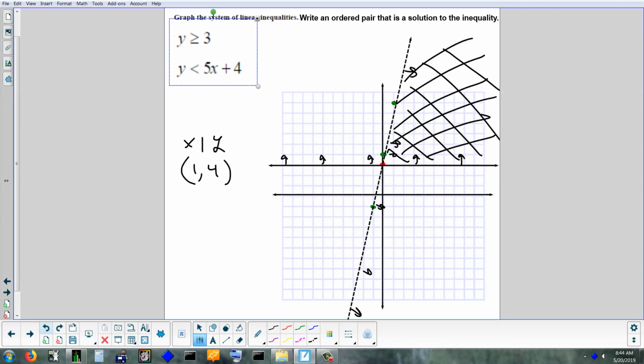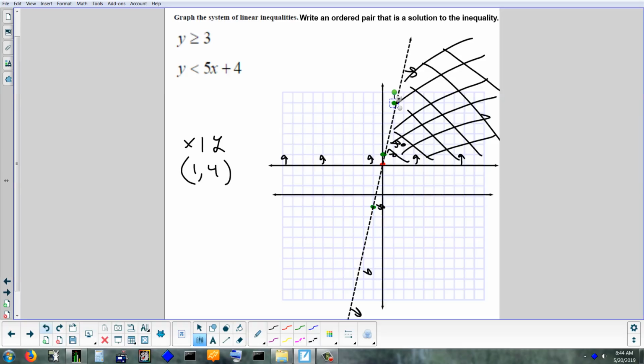Somebody give me another point besides 1, 4 that would work. 2, 5. Yep. Anywhere in the shaded area is fine. Now, how about if it's a solid line? Can you be on the line with the point or no? Yes. If it's solid, you can be right on the line, and that's okay. What about if it's dotted? No. If it's dotted, I wouldn't pick that green point right there because it's right on the line. So to be safe, don't pick a point that's on a line. Just pick a point that's in the shading, into the section.